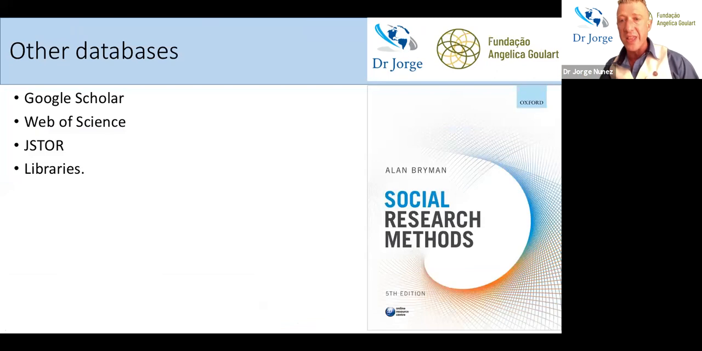I would strongly advise you, and probably right now this is my favorite, Alan Bryman from Oxford University Press, because he offers a more complete view or a broader view. There are many other search engines. Even today we have people in Hong Kong. You may use as well Google Scholar, not the regular Google, Google Scholar or Web of Science or JSTOR or even your libraries.